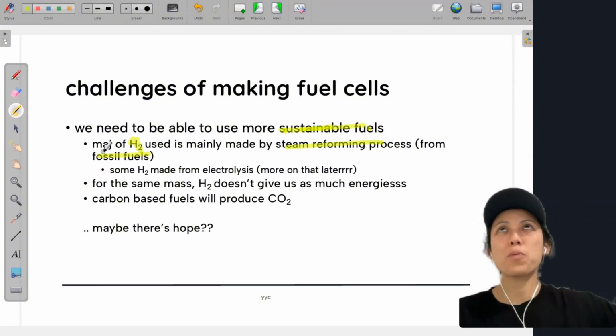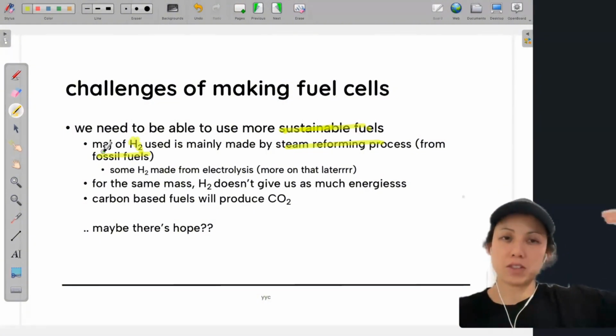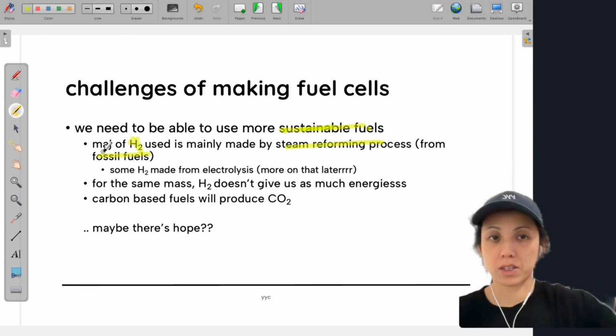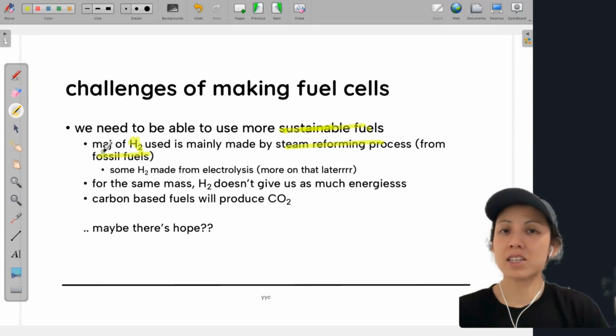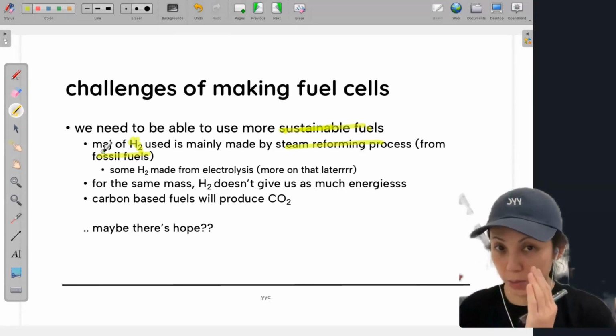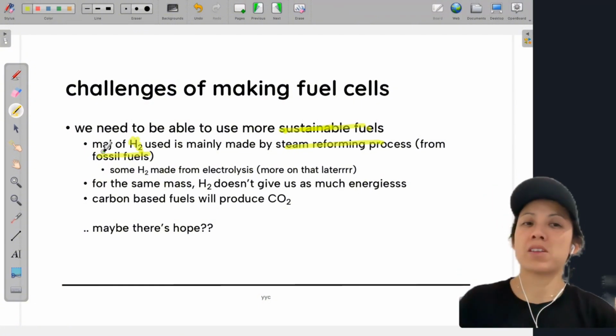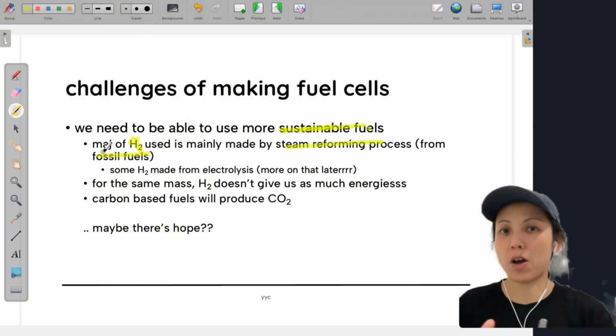So really, as a whole process of producing the hydrogen and using that as fuel cells, sure, when you use it in the fuel cells, it's great. It doesn't produce the greenhouse gases, but the process required to actually produce that hydrogen that we use does. You have to look at it from a holistic perspective.